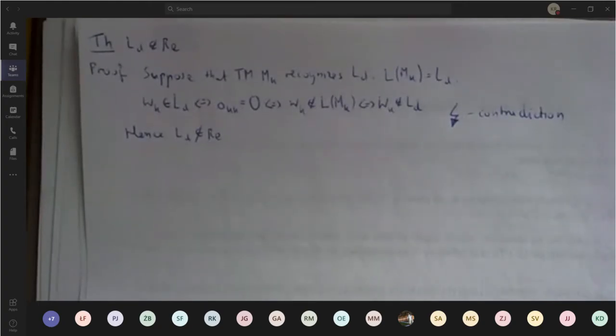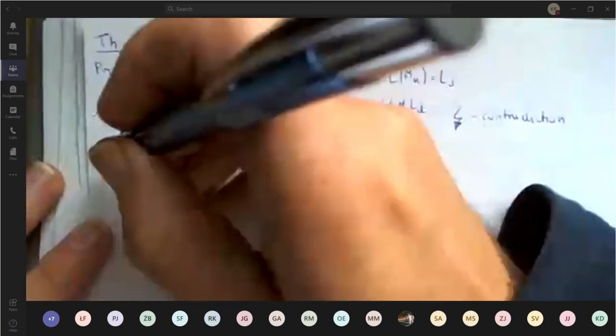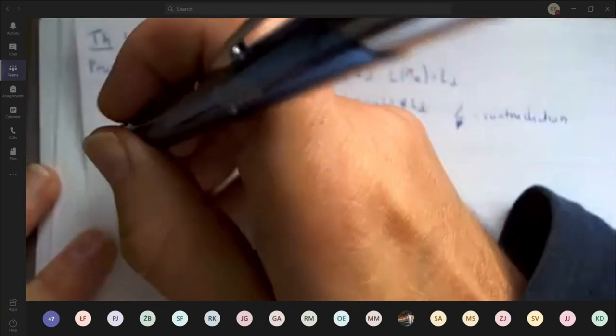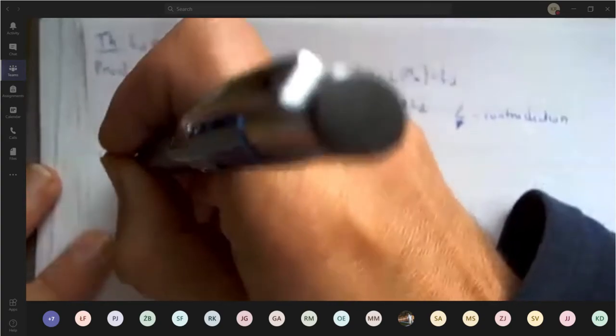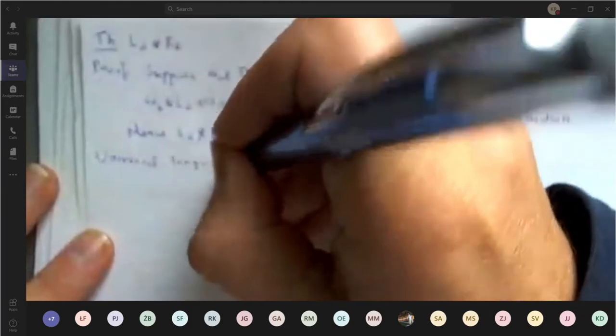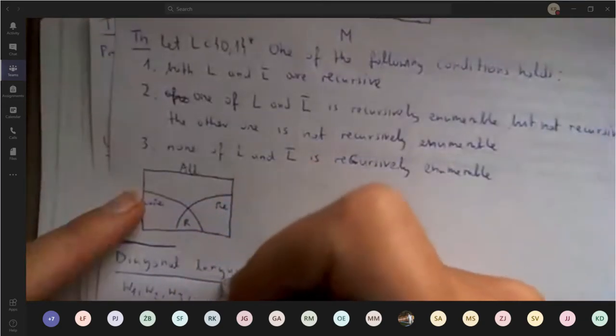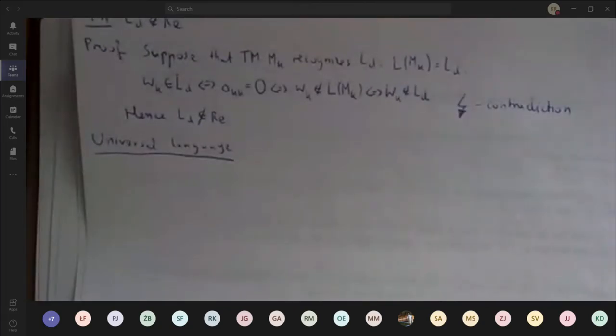Okay, so we will see some more languages, and then in the end, I will put them on this map I have shown you before. Okay, so the next language is called the universal language.